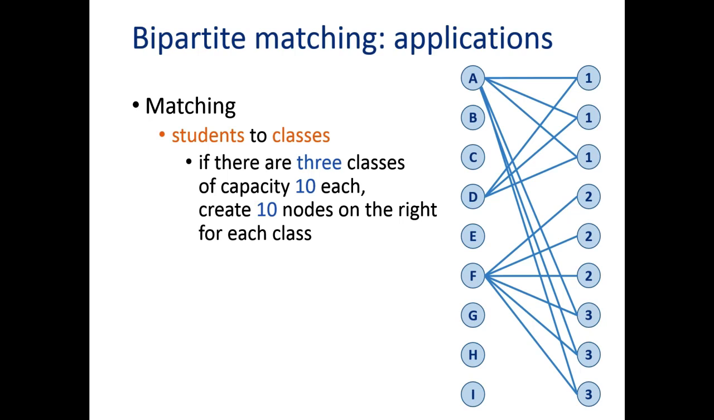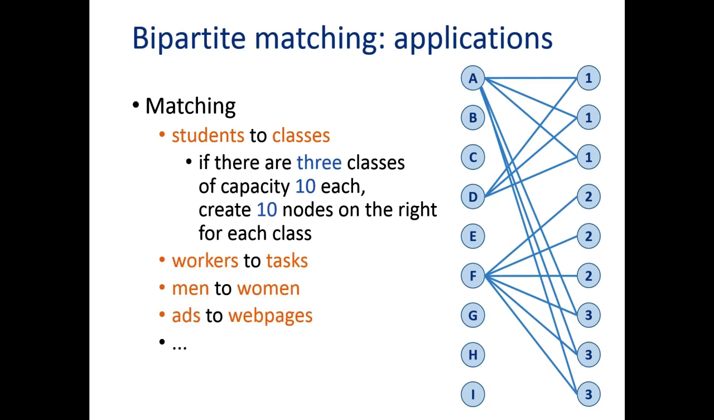So we connect him to all the nodes on the right. Student F can make classes 2 and 3, so we connect him to those nodes, etc. Right, and now clearly a matching in this graph is an assignment of students to classes. A maximum matching is a matching that assigns as many students as possible. Right, so that's a simple application.